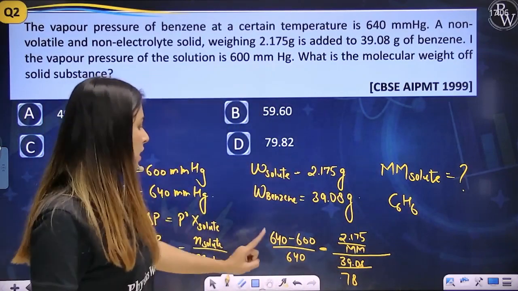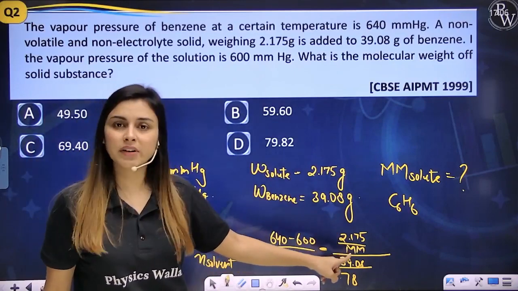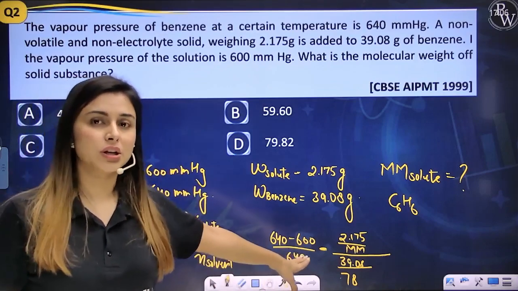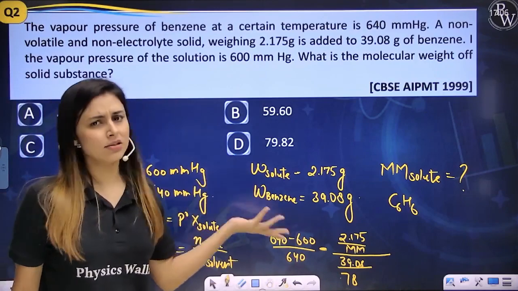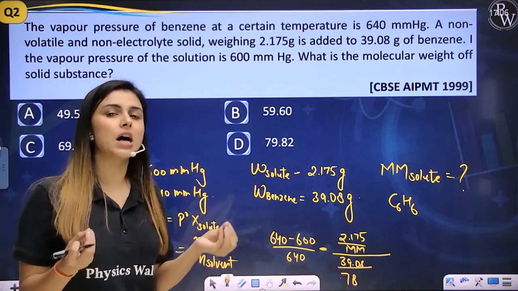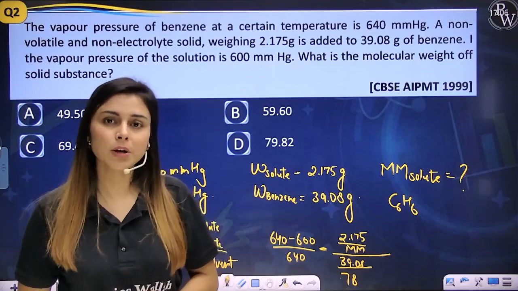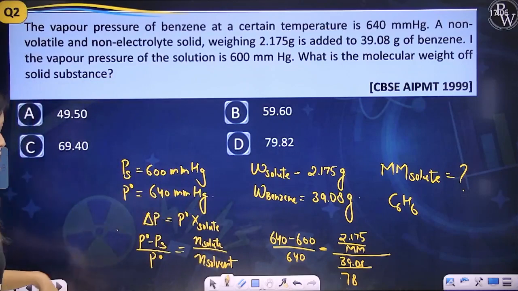Now you can see that you have everything and only one variable to calculate, which you can find from this particular equation. So just calculate and pick the correct answer. I hope you're clear with this concept. This is how you will solve numericals related to lowering of the vapor pressure. Easy? Yes, you just need to understand what is asked in the question.